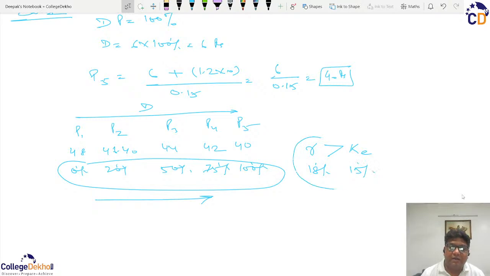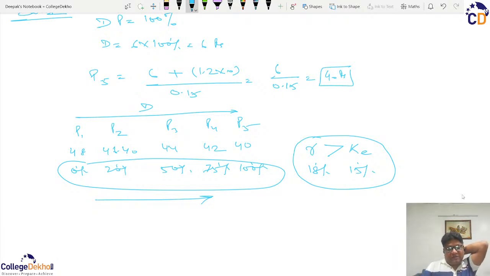Why that happens will be discussed when we discuss the dividend policy under Walter model and Gordon model. But if it were vice versa, that is R were 15% and K were 18%, then this trend would have been reversed. With increase in the dividend payout ratio, the market price would have increased.